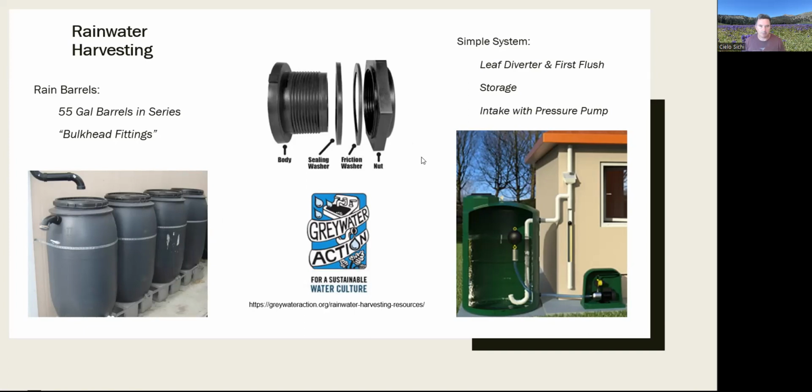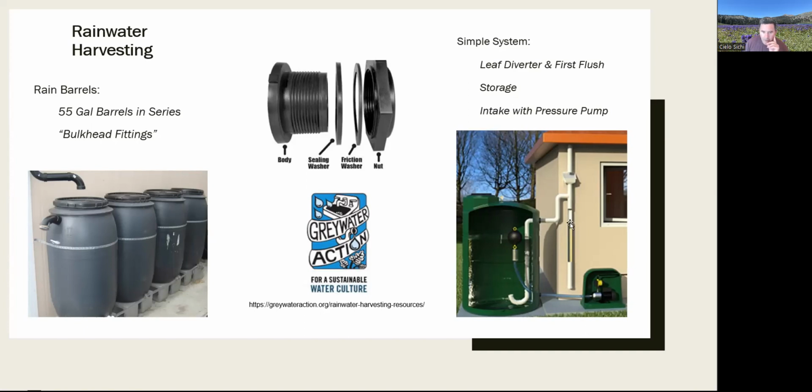Very simple system. Here's another simple system where there's a larger tank and we've got a leaf diverter. It's coming off of the roof gutter system. A lot of times we get leaves and debris in that. So we want to filter that out so we don't end up with leaves and debris in our tank. There's the storage tank, and then there's also an intake pressure pump here as well.